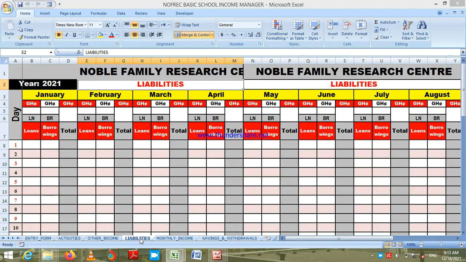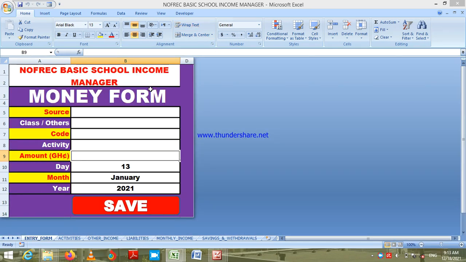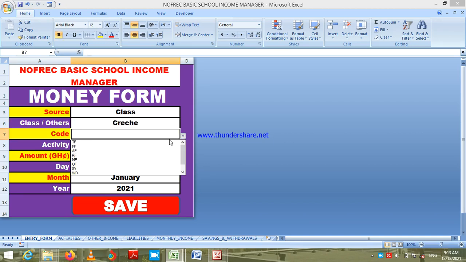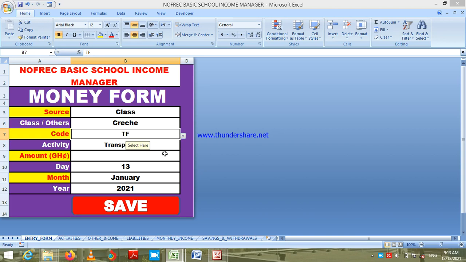Okay, we shall also do some entries for liabilities, borrowings and loans from the bank and whatever. So let's go back and do one demonstration here. I said we have already done the income from the classes. We took the crèche, then we took the transport, we took the feeding, we entered some value and we saved.